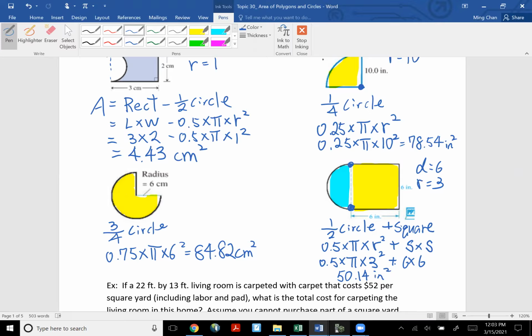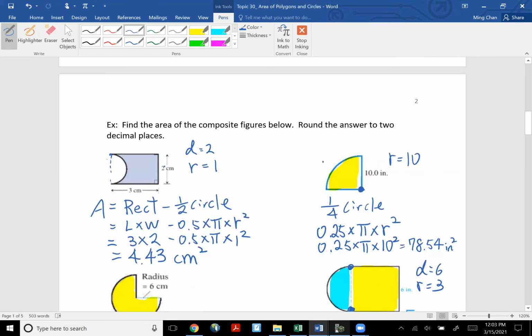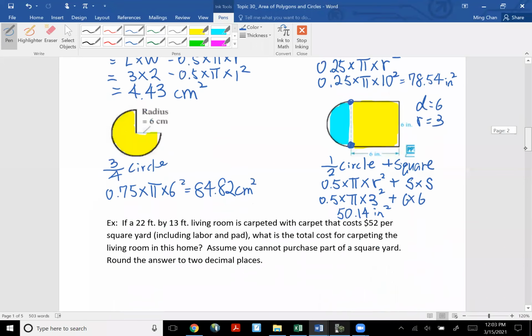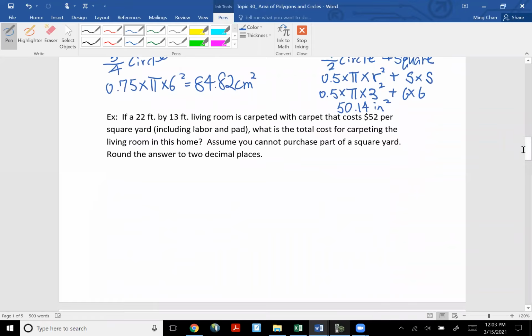Okay, all you have to see is whether one shape is put right next to another shape, or we have a circle within a rectangle where the half circle is carved out, where we have to subtract their areas to find the remaining. All right, let's do some application problems.